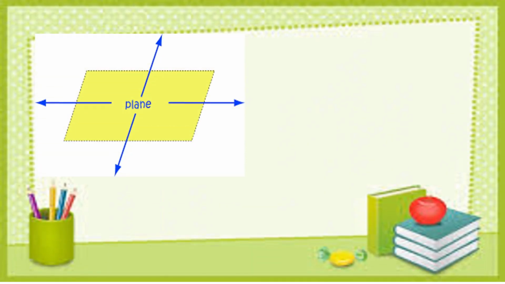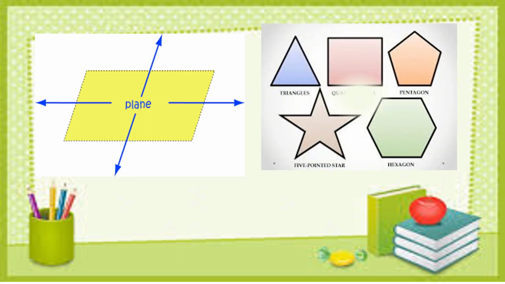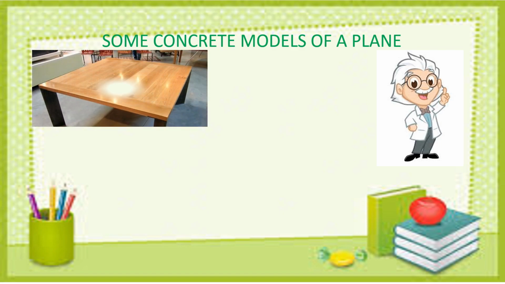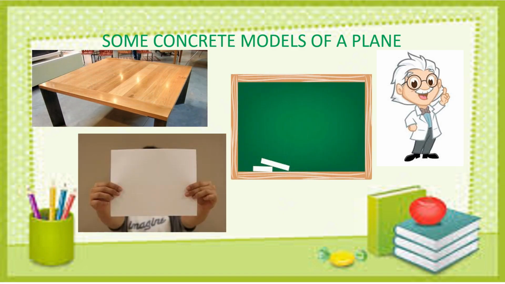This is how a plane looks like. It has arrowheads, meaning this plane is infinite, goes on forever in all directions. And these shapes are portions of a plane. Here are some concrete models of a plane. We have surface of a table, paper, blackboard, and many others in our surroundings.